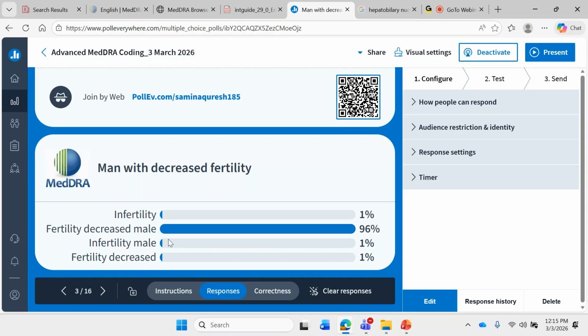So if you have gender information, definitely put it in there, and we do have it here, and we have an LLT with that, so you would choose that. Okay, so let's go forward. The correct answer, of course, as we said, is fertility decreased male. So let's go to the next one.